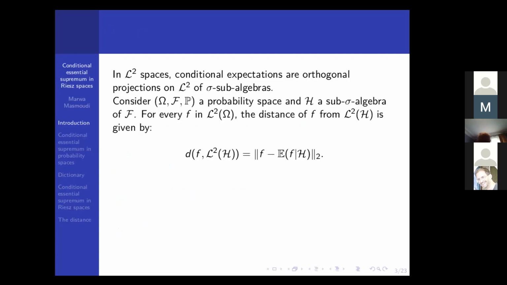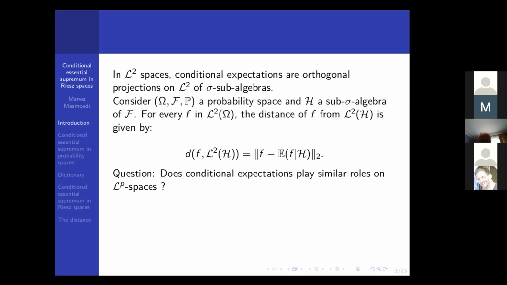In the particular case of L2 spaces, conditional expectations are orthogonal projections on L2 of sigma subalgebras. So if you consider a probability space (Omega, F, P) and a sub-sigma algebra H of F, the distance of an element f of L2 of Omega from L2 of H is given by the L2 norm of f minus the expectation of f given H.